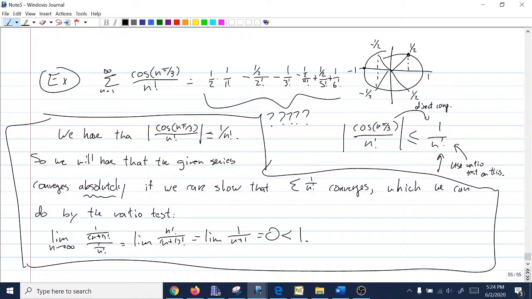Note that I need to be using the word absolutely here because I'm showing not just that it converges, it has positive and negative terms, so I need to show that the question is, does it converge absolutely or conditionally? And here it does converge absolutely.